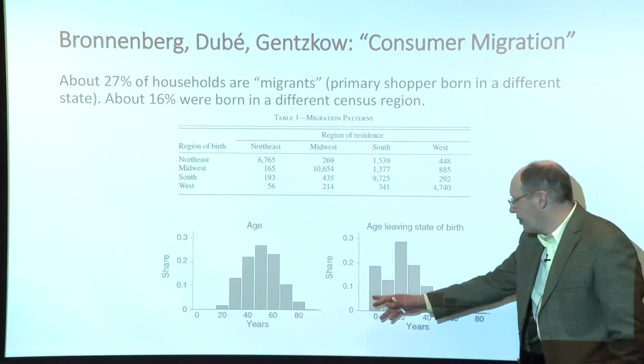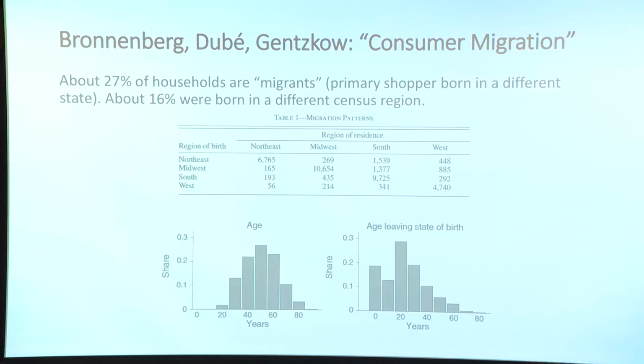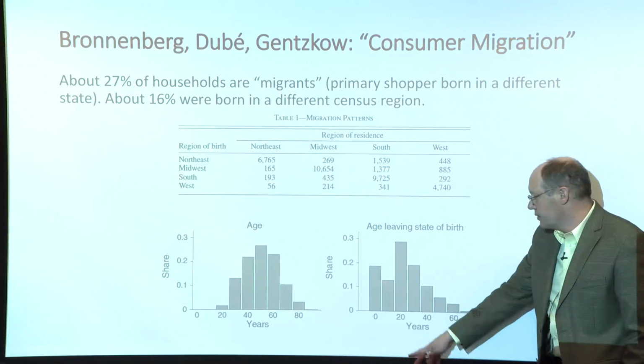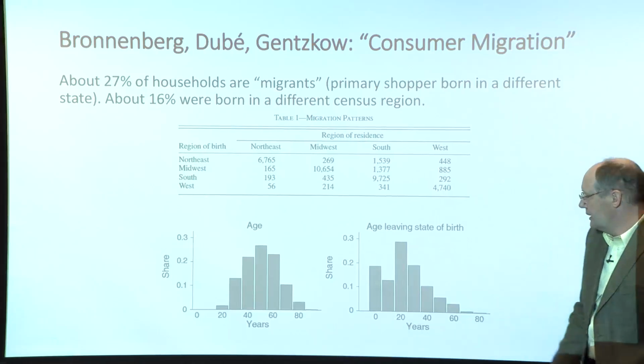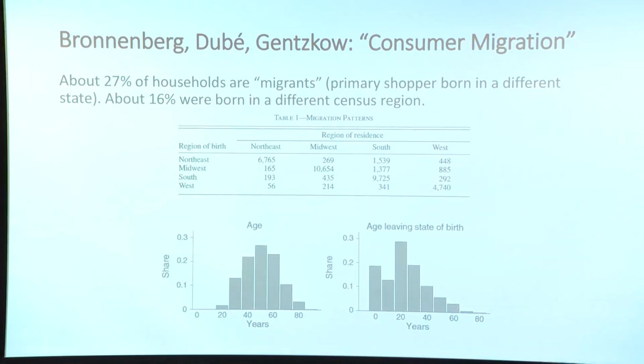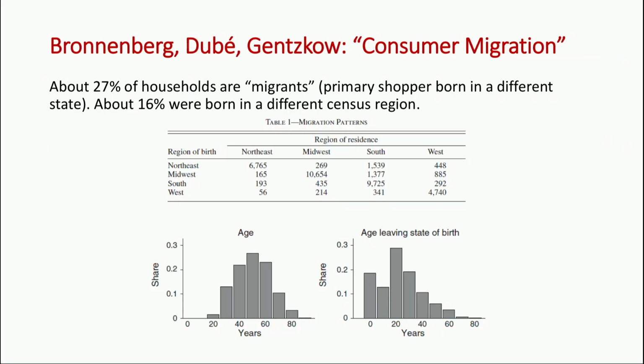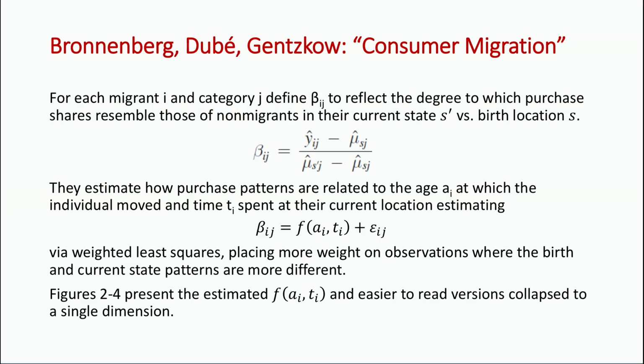Age at leaving the state of birth, there's an awful lot of variation in that. You get a lot of people who left before they were 10 years old, a lot of people who move in their 20s, not surprisingly, and then you do get people who also move in their 60s when they're retiring. Okay, so what's the main analysis?